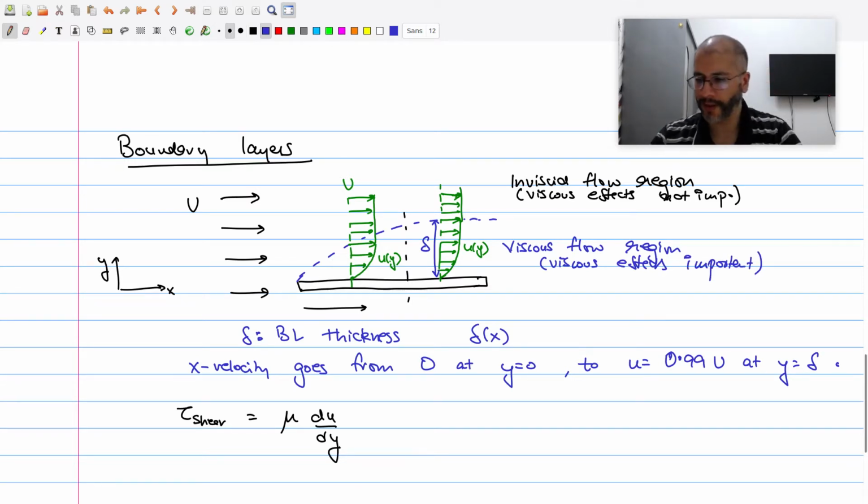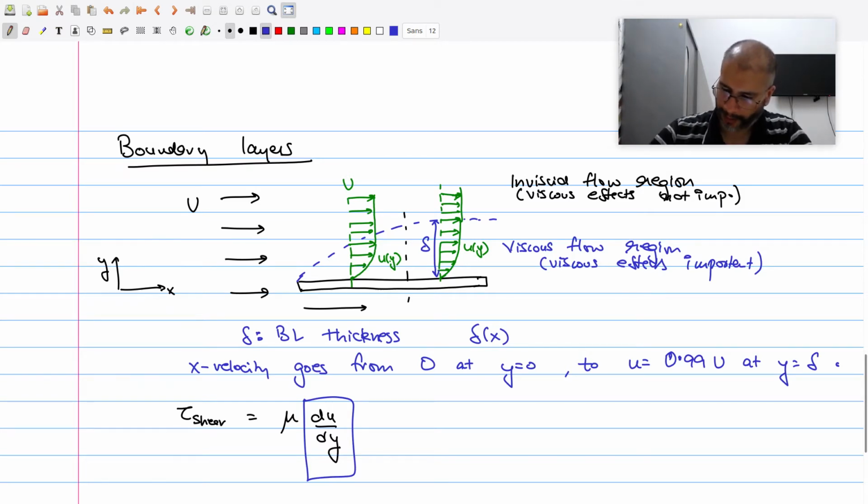And the viscous effects being important can be understood as the fact that the shear stress is non-zero. Sometimes we get confused, as the viscosity of the fluid is the same inside and outside. Then why do we say that the viscous effects are important inside the boundary layer but not outside? That's because this du by dy is non-zero inside the boundary layer. Right. So these are the basic ideas of boundary layer.